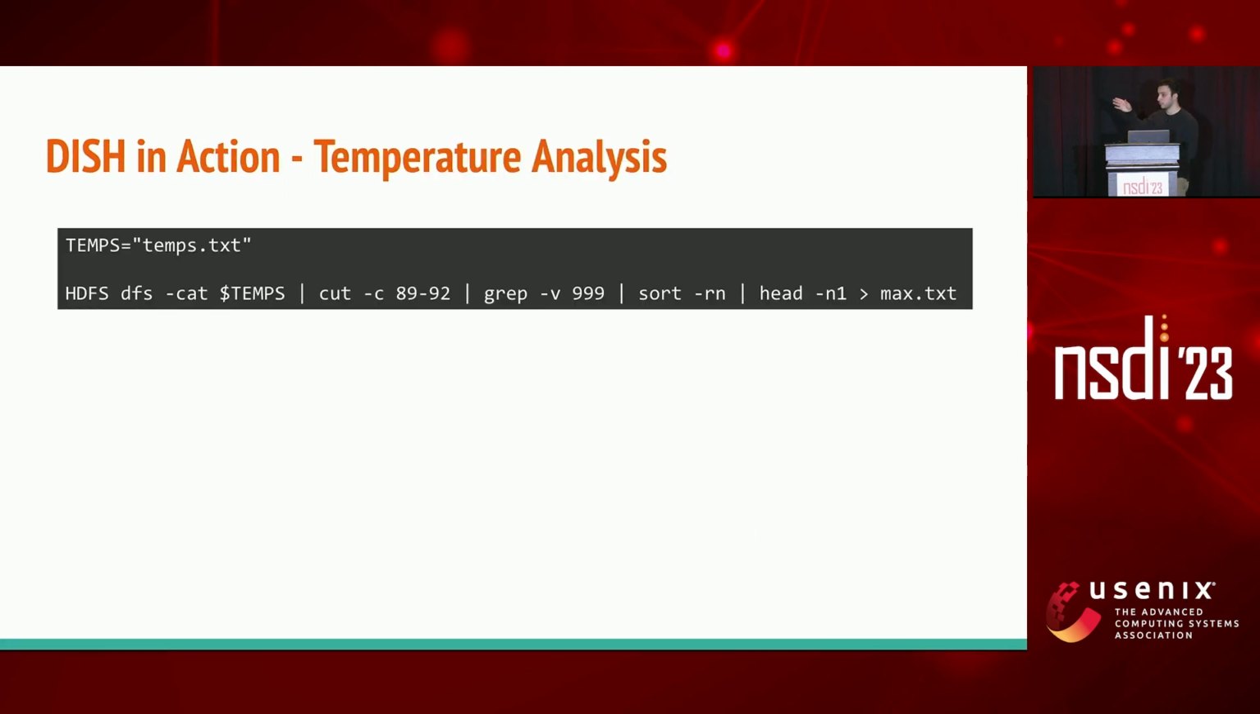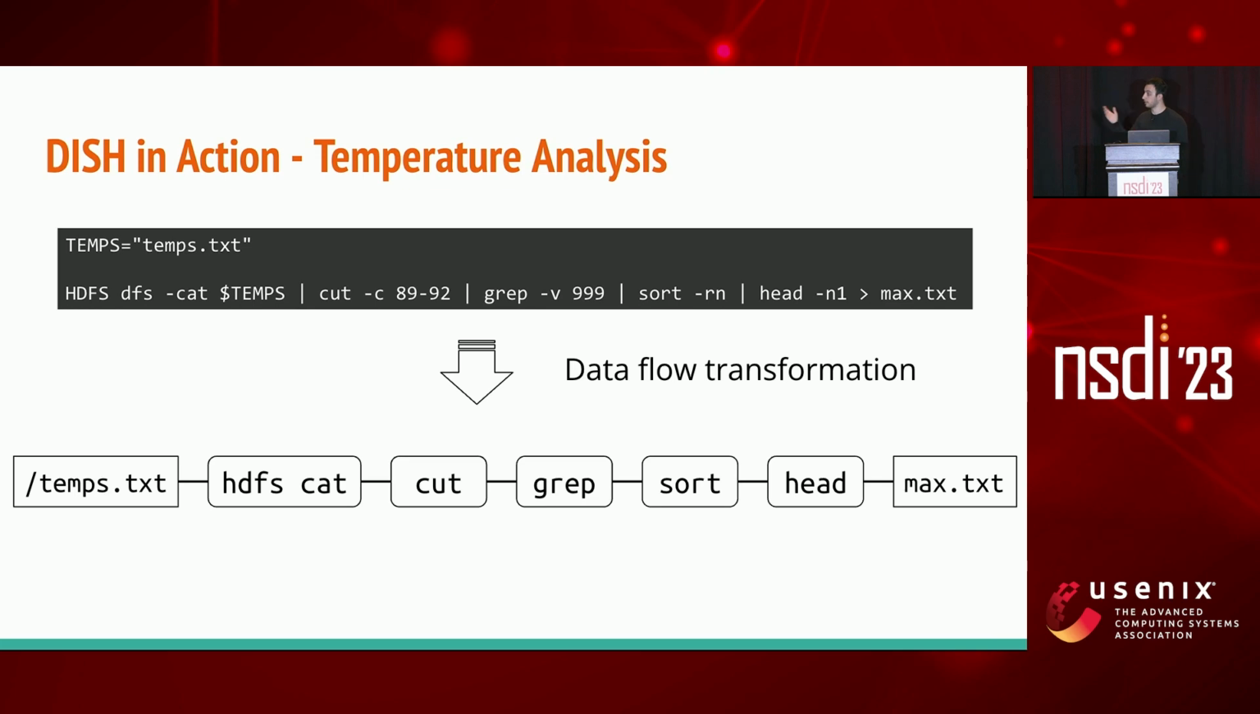So let's see it for our example. This is the script we started with. The first step, we turn it into a data flow graph, and it would look like this. We would have the input, which is temp.txt, then our cat, cut, grep, sort, and head. And finally, we would store it locally in max.txt.